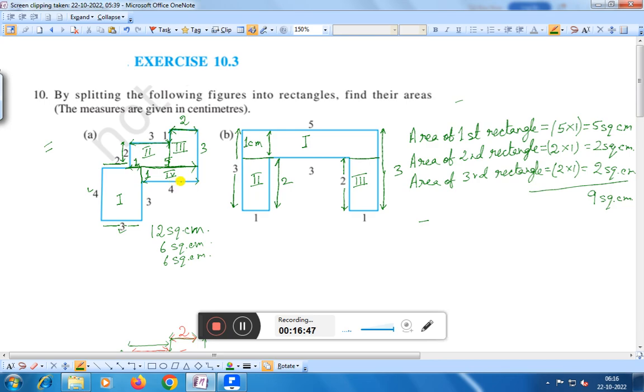Right? And this one is the fourth rectangle, right? Length is 4 and breadth is 1, that is 4 square centimeter. In this way you have to find the various rectangles, that is 12 plus 6 is 18, plus 6 is 24, plus 4 is 28 square centimeter. That means the first figure has area of 28 square centimeter and the second figure has area of 9 square centimeter.